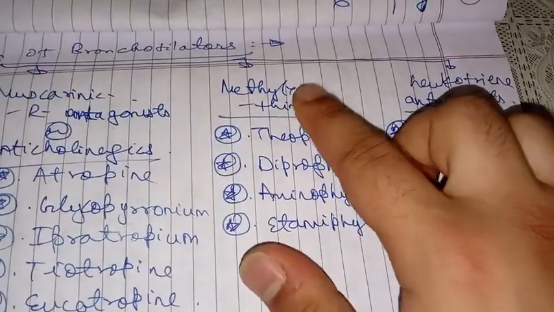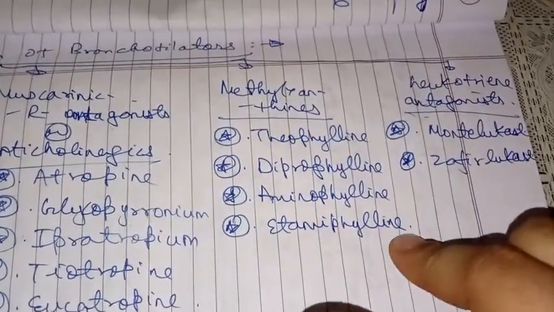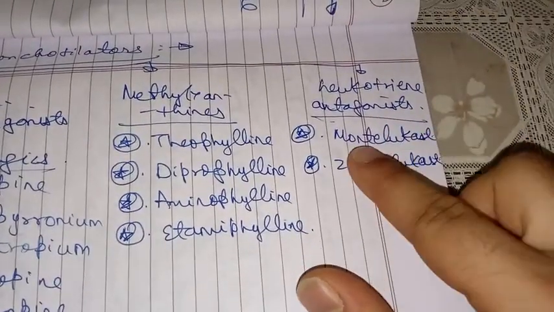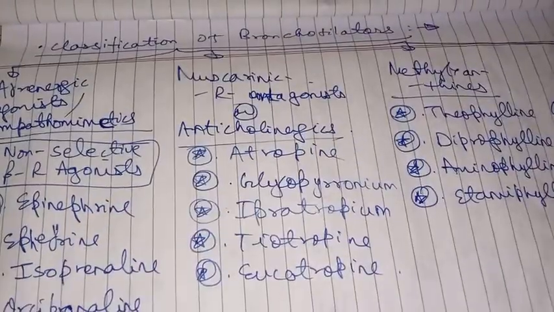Next we have methylxanthines. Methylxanthines include theophylline, diprophylline, aminophylline, and tamifylline. And leukotriene antagonists include montelukast and zafirlukast. So this is the entire classification of bronchodilators.